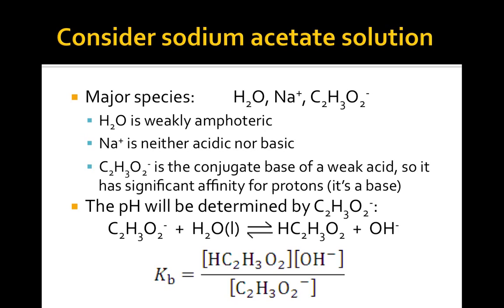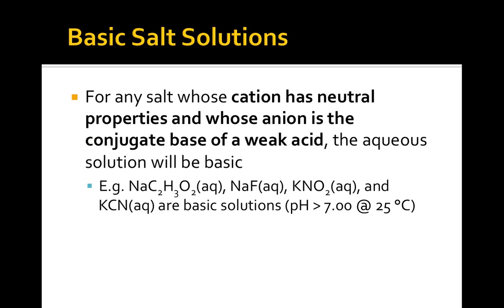Acetate will accept a proton from water to produce acetic acid and hydroxide ions. An equilibrium expression for the hydrolysis of acetate can be written as shown here, and the hydroxide ion concentration at equilibrium could be determined in typical acid-base equilibrium problems. Any salt with a neutral cation and an anion that is the conjugate base of a weak acid will produce a basic solution when dissolved. For example, sodium acetate, sodium fluoride, potassium nitrite, and potassium cyanide would all dissolve to form solutions with pHs greater than 7 at 25 degrees Celsius.